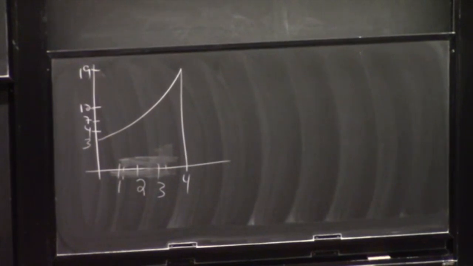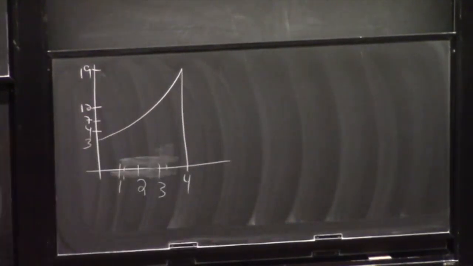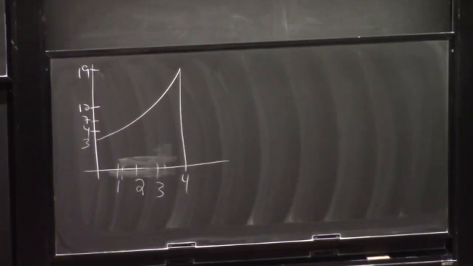All right, so now let's do the rectangles again, but let's do the right-hand rectangles. So these are called left-hand rectangles, or left endpoint rectangles, depending on which book you use. We abbreviate that LHR.